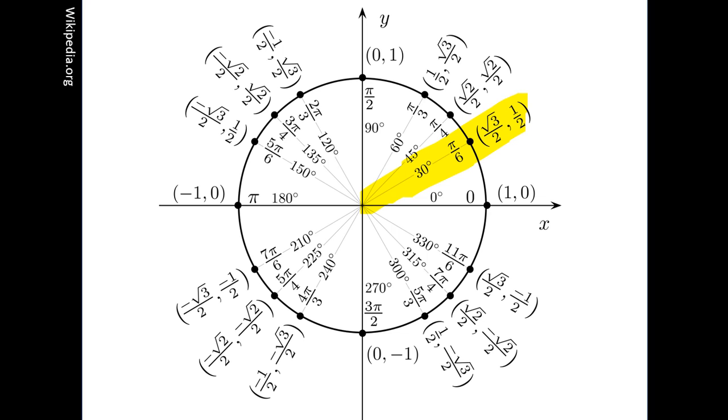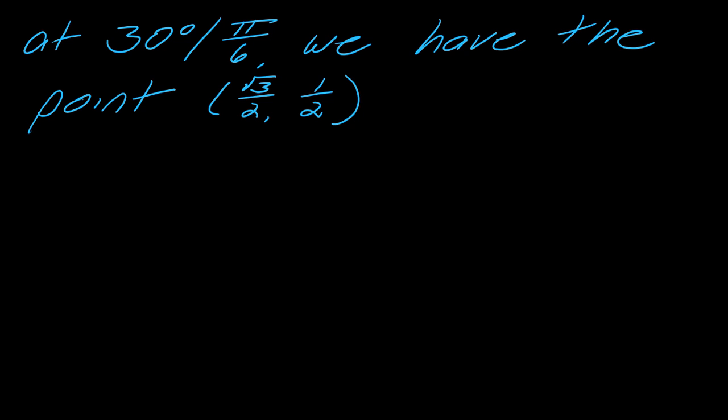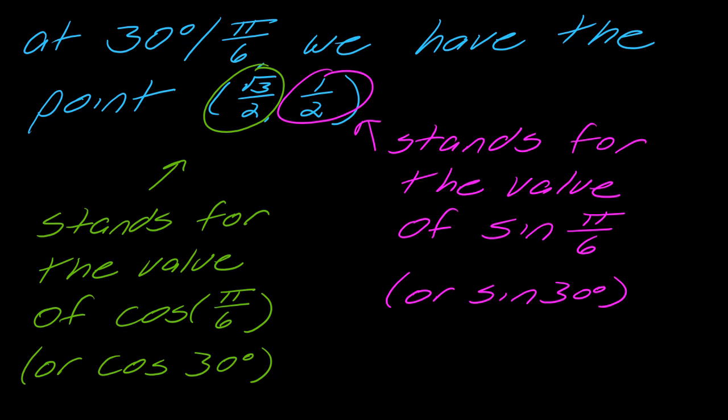All right, so let's just focus on this part of the unit circle. Where I have 30 degrees or pi over 6, I have this coordinate. I just want to think about this for a moment. This point, square root of 3 over 2 and 1/2. We know the x coordinate stands for the value of cosine of pi over 6 or cosine of 30 degrees. This would be what I read for my cosine. This would be what I read for my sine.